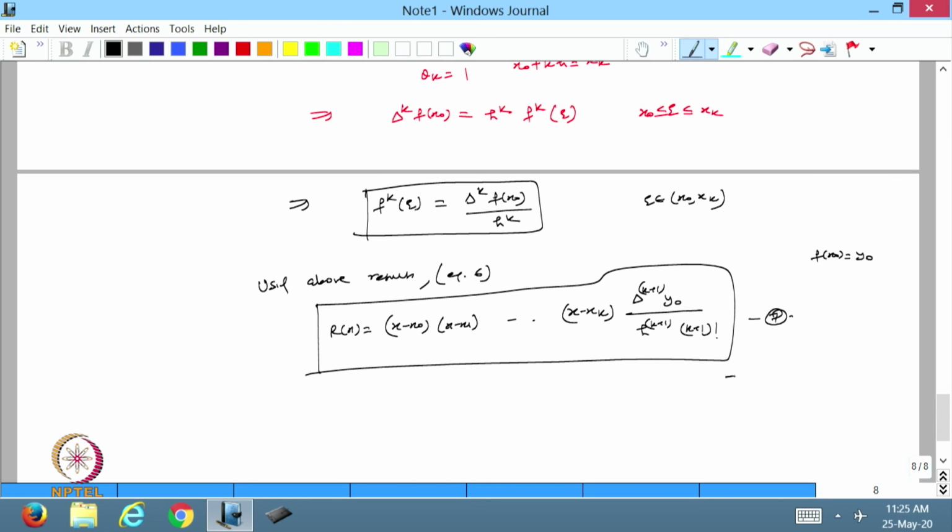So, now we should stop here. Today we have discussed the errors involved in the interpolation when we have n plus 1 points in the given data, and we want to construct the interpolating polynomials. So, in the next lecture we will continue with this one.